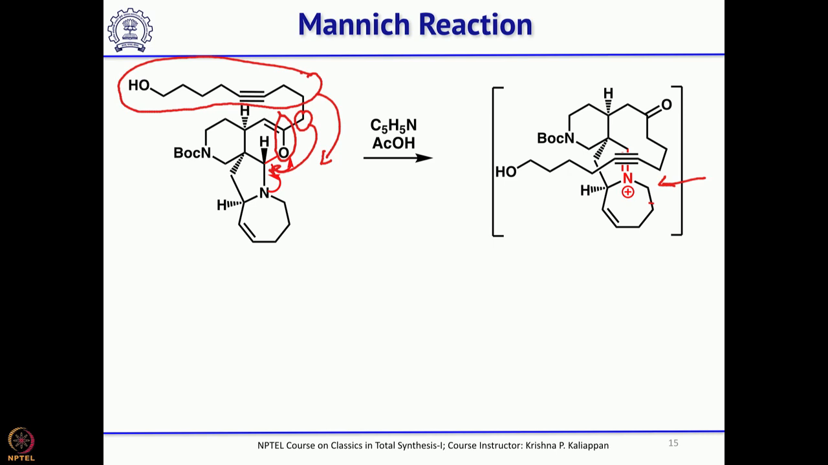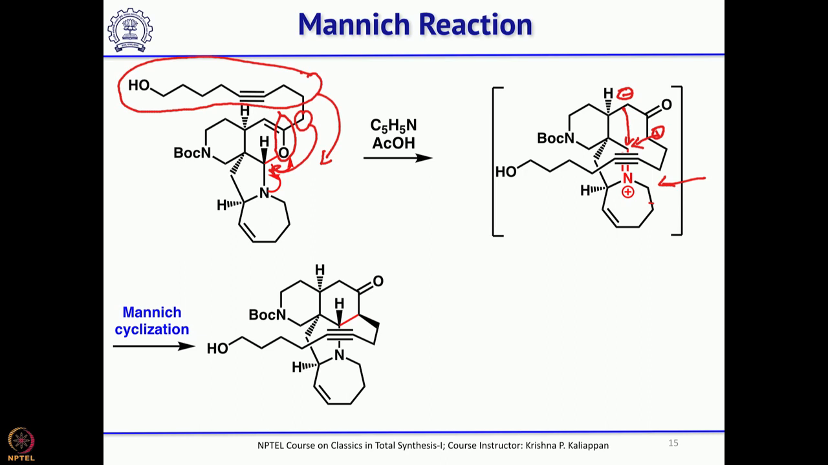Now once the iminium ion is formed, then you can see it can generate enolate on this side as well as the other side, okay? If it generates on the top, that will give you a 4-membered ring if it undergoes intramolecular Mannich reaction. Understand? If this undergoes intramolecular Mannich reaction, it will give back the original 2+2 cycloaddition product. But if this undergoes intramolecular Mannich reaction, that will give you a 6-membered ring, which is actually required for Manzamine. So between 4-membered and 6-membered, which one will be favored? The 6-membered will be favored. So that is what happens, and that Mannich reaction gives rise to the required 6-membered ring.